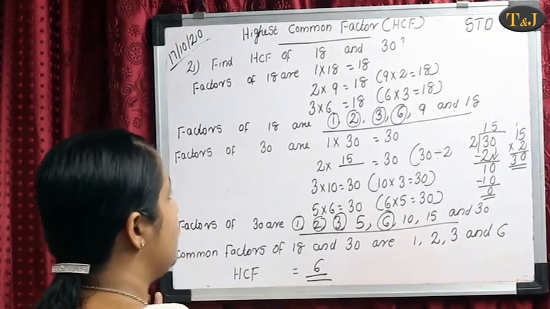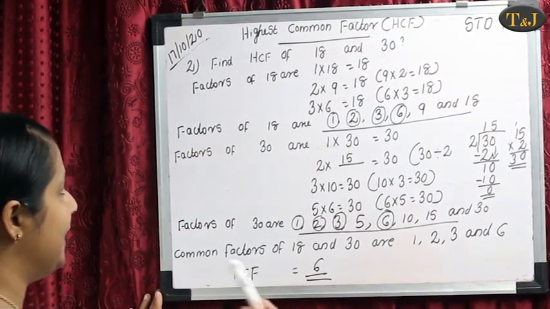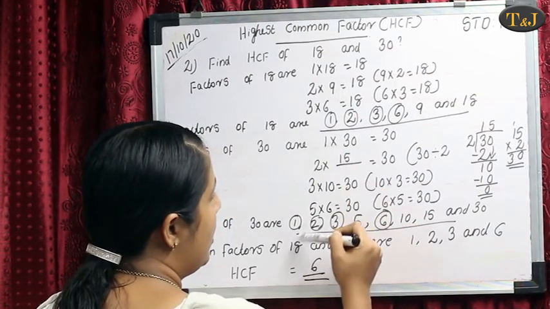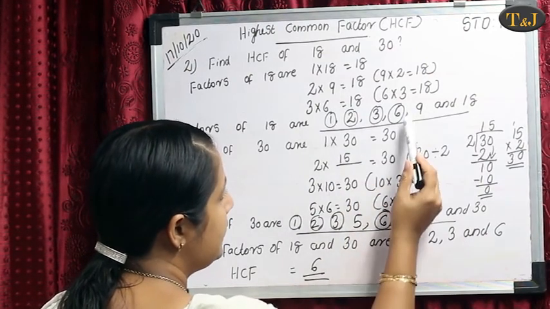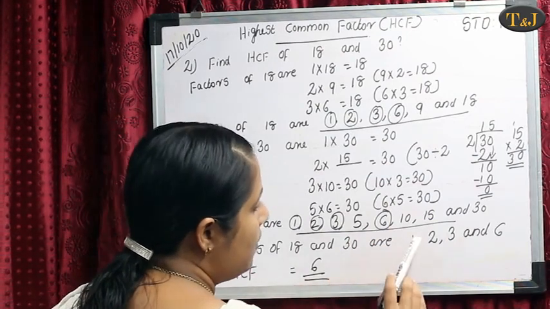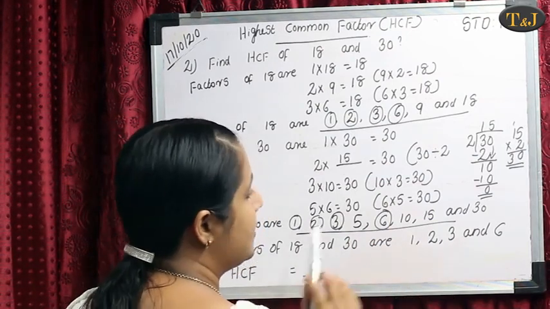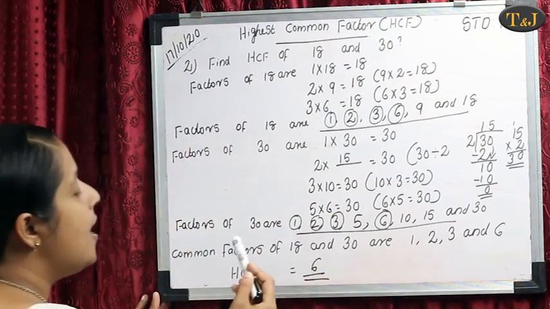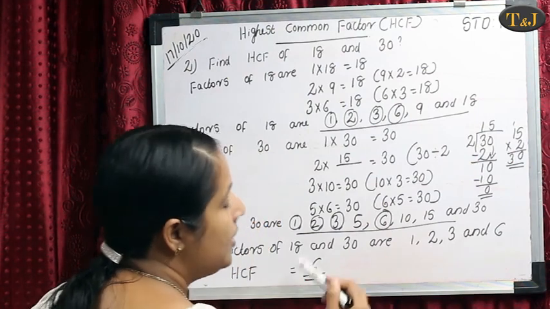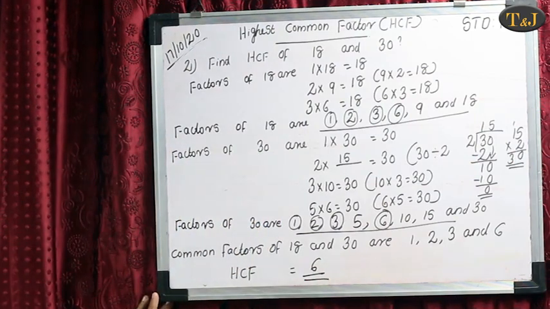Then next we want to find the common factors of 18 and 30. Here the common numbers of 18 and 30 are 1, 2, 3, 6. Okay, 1, 2, 3, 6. So we write the common factors are 1, 2, 3 and 6. Next we want to find its highest common factor. Here our highest number is 6. Therefore our HCF equals 6.